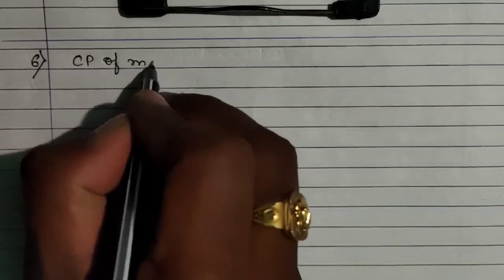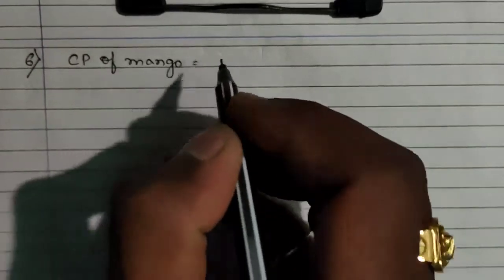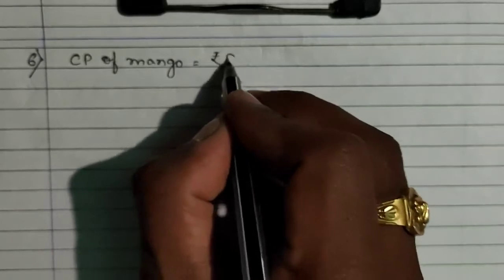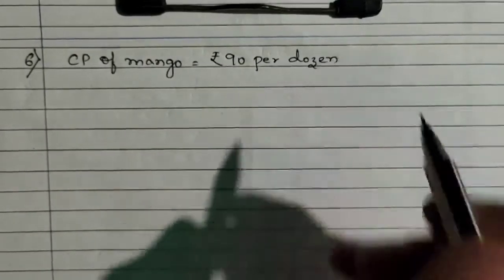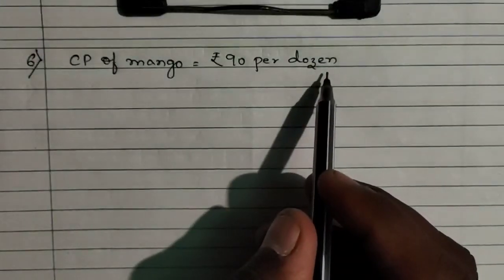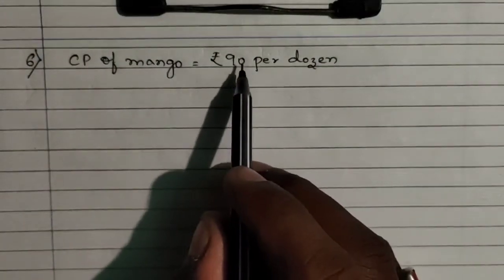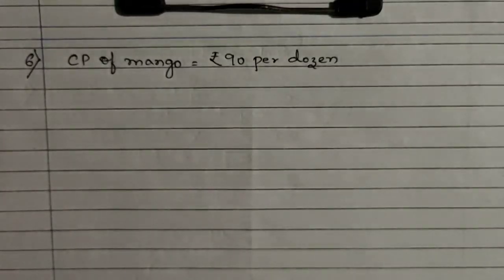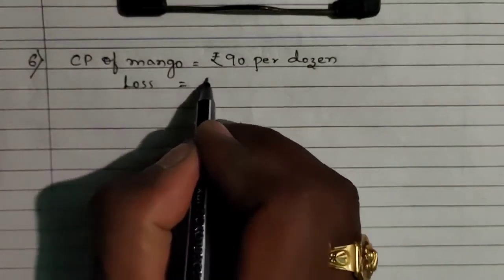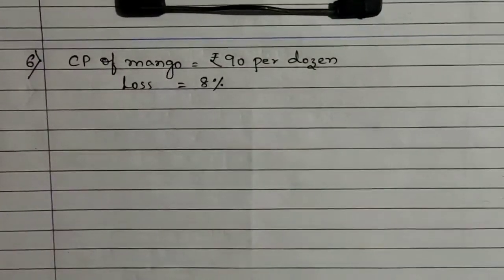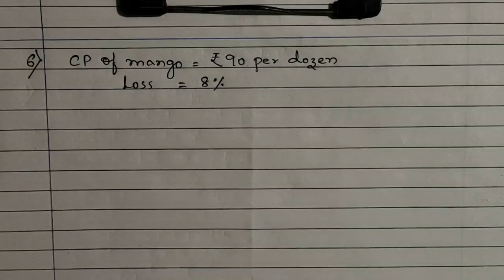We will write cost price of mango is equal to rupees 90 per dozen. Per dozen means for 12 pieces. In 1 dozen 12 pieces are there. It means cost price of 12 mango is given 90 rupees, and he sold them at a loss of 8%. Then the question is asking how much will a customer pay for 1 mango and 40 mango. How much will the customer pay for 1 mango?